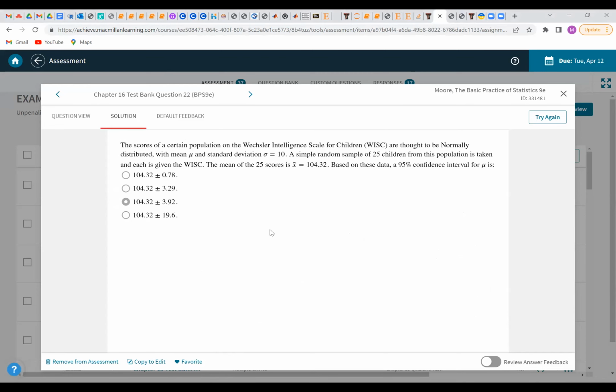The scores of a certain population on the Wechsler Intelligence Scale for Children, WISC, are thought to be normally distributed with mean mu and standard deviation sigma equal to 10. So we have the population standard deviation is 10 and x bar is 104.32. And the confidence level is 95%.